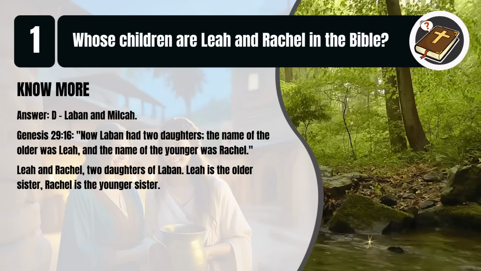That's D. Laban and Milcah, Genesis chapter 29, verse 16. Now Laban had two daughters. The name of the older was Leah, and the name of the younger was Rachel. Leah and Rachel, two daughters of Laban. Leah is the older sister. Rachel is the younger sister.